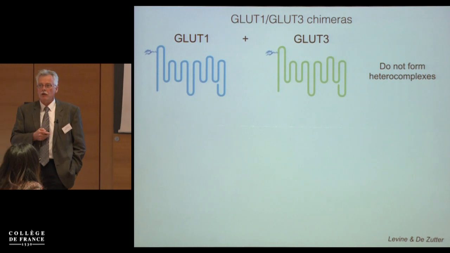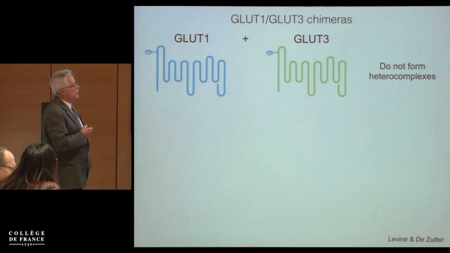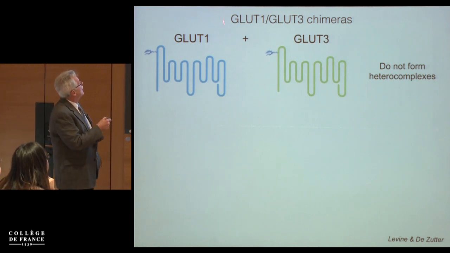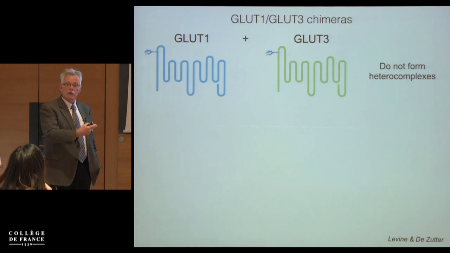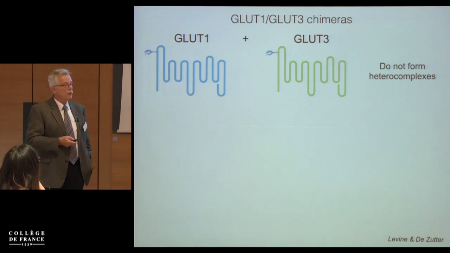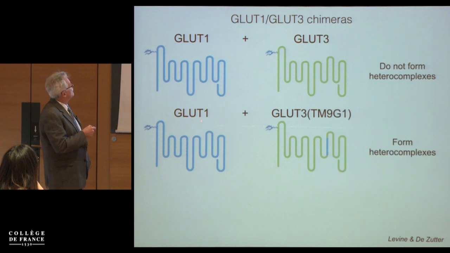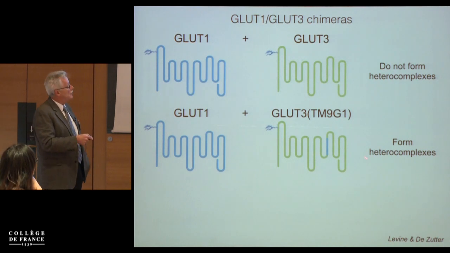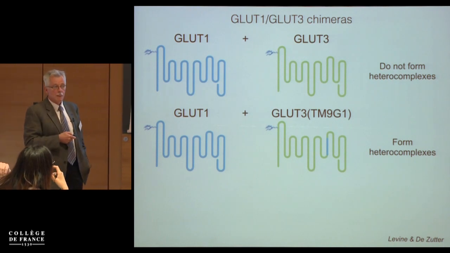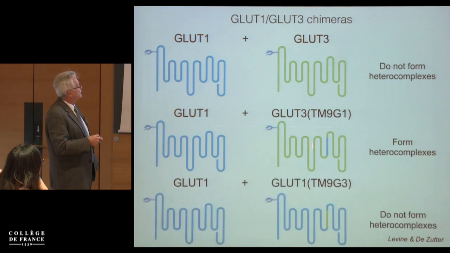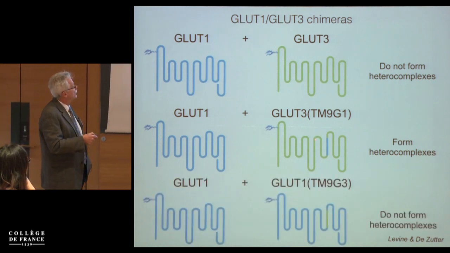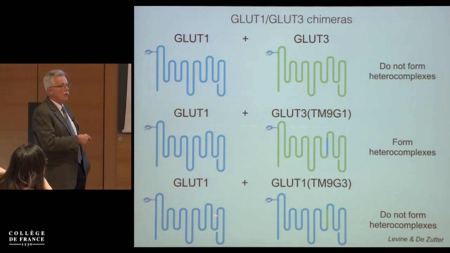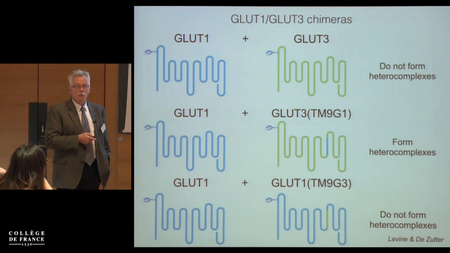So let's talk about oligomeric structure of the protein. We know, based on functional and our own immunoprecipitation studies, that GLUT1 and GLUT3, when expressed in the same cells, do not heterooligomerize. But if we take transmembrane domain 9 from GLUT1 and place it into GLUT3, I'll show you, these form heterocomplexes. Similarly, if we take transmembrane domain 9 from GLUT3 and put it into GLUT1, it prevents these two proteins from forming a large tetrameric complex.